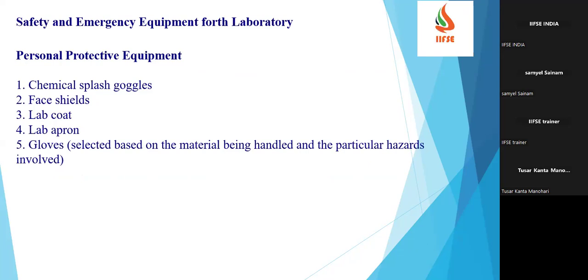Then safety and emergency equipment in the laboratory. So we use various kinds of chemical splash goggles. Yeah, that is also one of the chemical liquid cabinets. Thanks, Deepak. Then we use different kinds of face shields and also lab coats, lab aprons, and various kinds of gloves to protect ourselves from the hazardous chemicals.